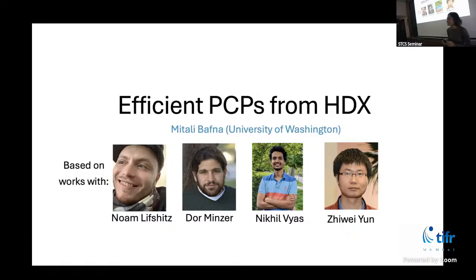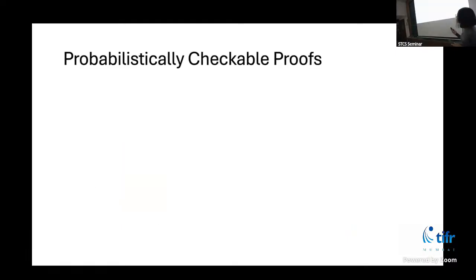Okay, thanks Prahlad for the introduction. So today I'll be talking about this work on building efficient PCPs from these objects called HDXs. I'll introduce everything, and please feel free to stop me with questions. So let's look at what PCPs are. Many of you might have seen this definition.